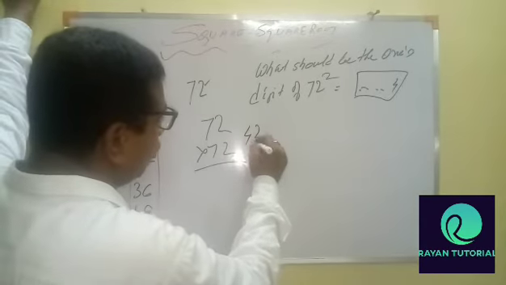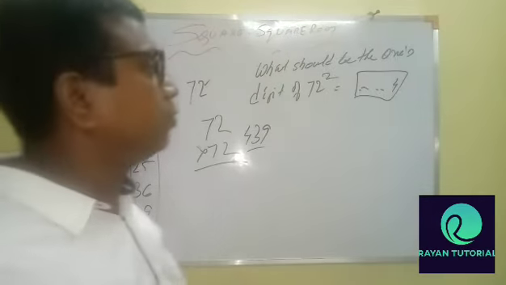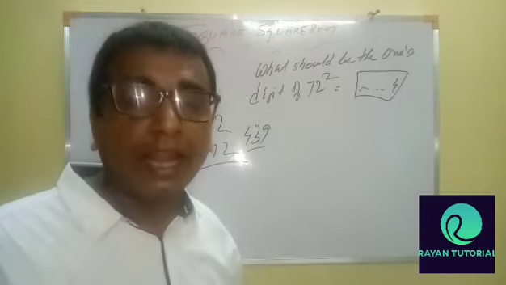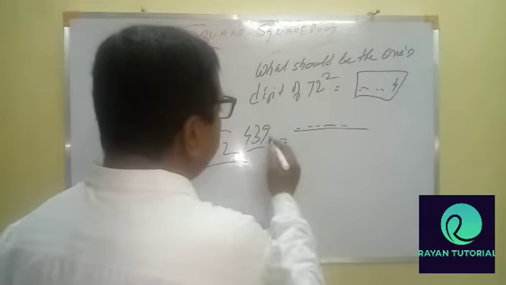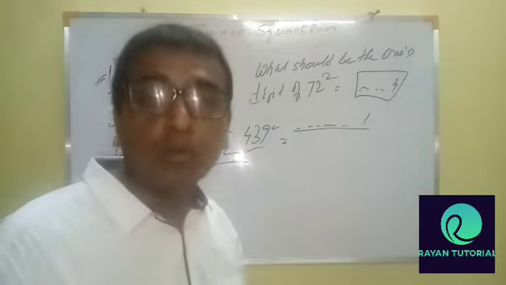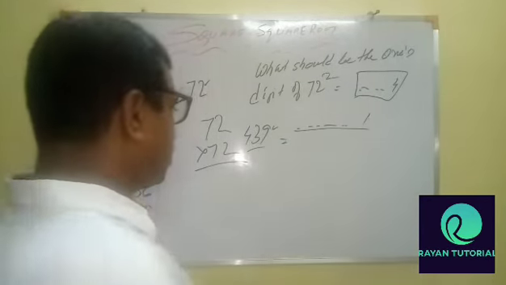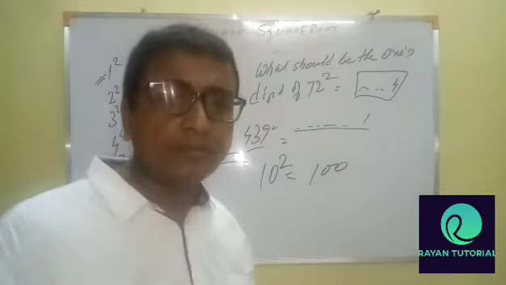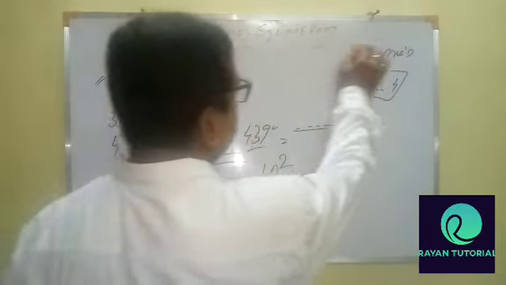Suppose if I say 439. What should be the ones digit of the square of 439? Whatever be the number, the last digit should be 1. Why? 9 9 is 81. Understood? 10. 10 square is 100. Okay, this one I'll explain elaborately.